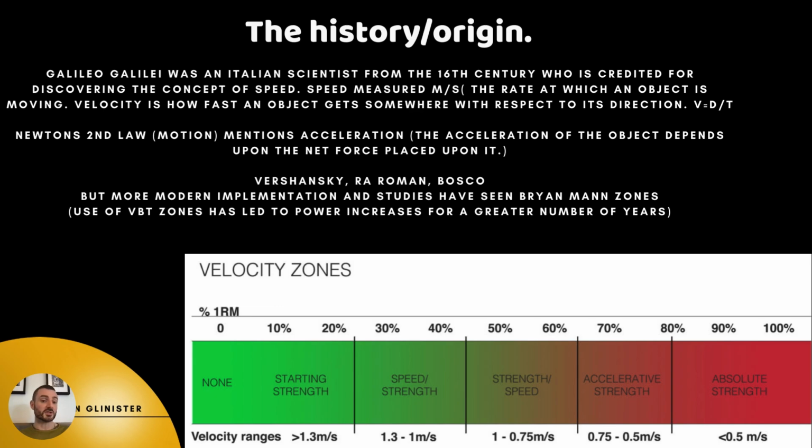Now, the use of velocity-based training zones has led to power increases lasting for a greater number of years. So if you compare percentile-based training versus percentile-based training with velocity-based training, velocity-based training is leading to longer gains. You may get the same amount of gains, the same amount of power increase, but it will last longer with the use of velocity-based training zones. This comes down to a few factors that we'll mention later, but these zones are credited to Brian Mann.